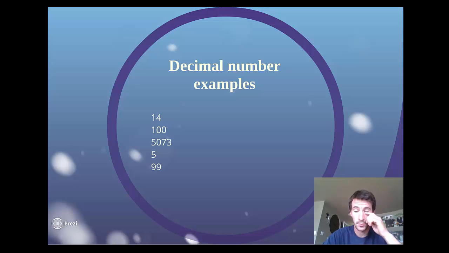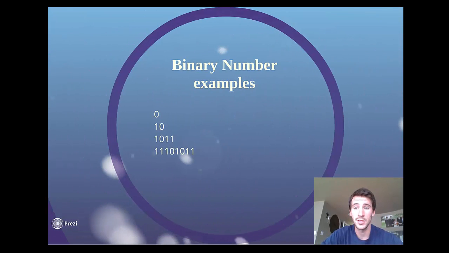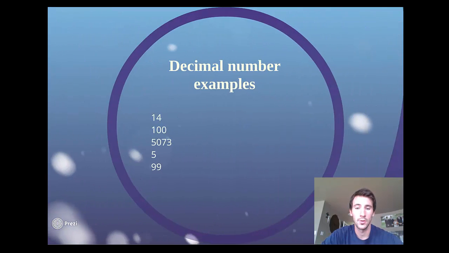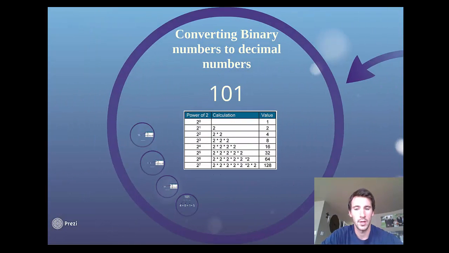So same with decimal numbers. We got 14 here, 100, 5,073, 5, and 99. So basically each digit you have an option between 0 to 9 with decimal numbers, and for each digit in binary numbers you only have 0 and 1 as your options. So that is the main difference between decimal numbers and binary numbers.